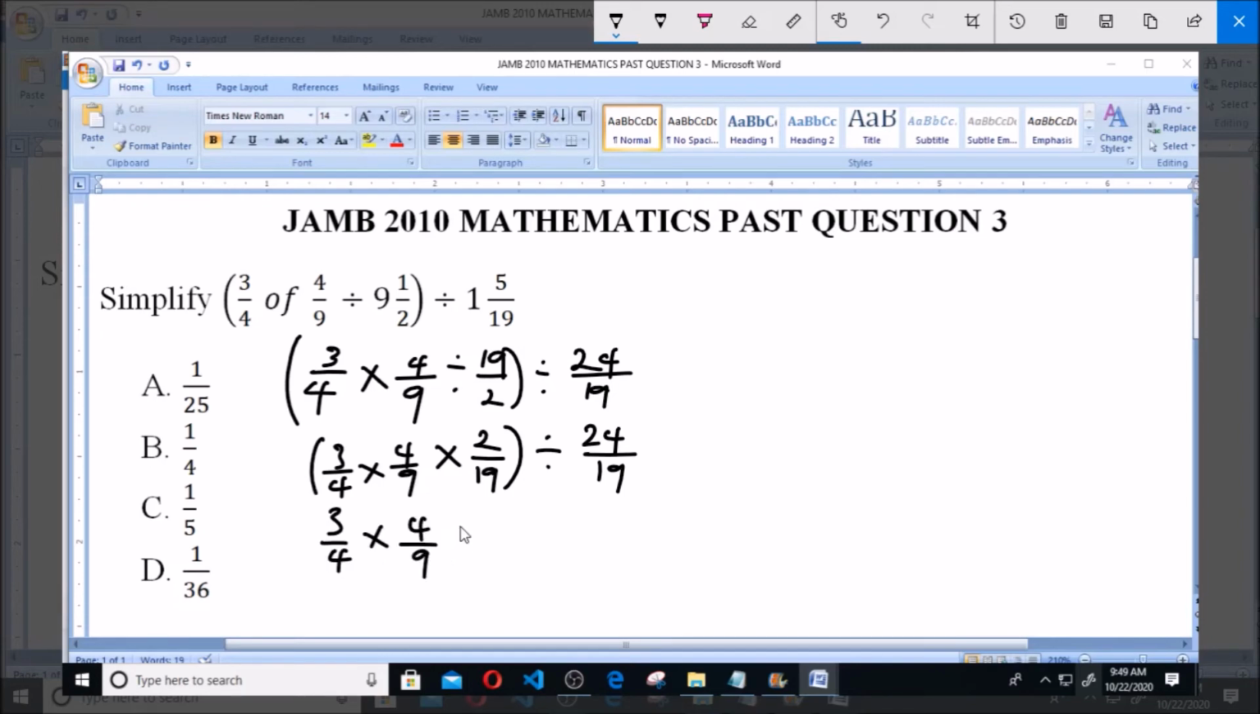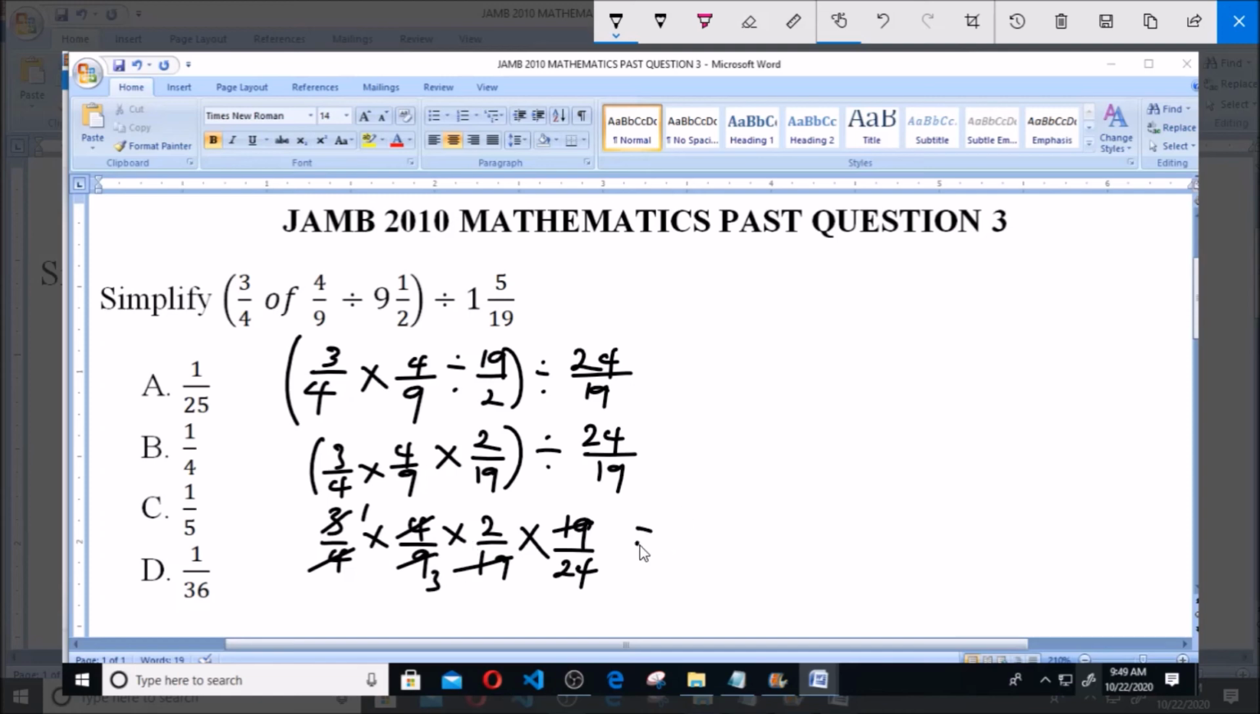Now I'm opening the brackets, multiply by 2 over 19. Now this sign has to change to a multiplication sign, multiply by 19 over 24. Now you can see that this 4 can cancel this 4. This 19 can cancel this 19. Then this 3 here gives 1, and 3 in 9 will give us 3.